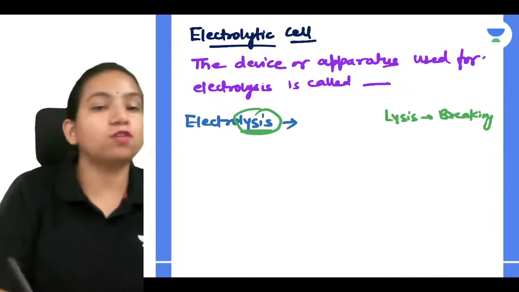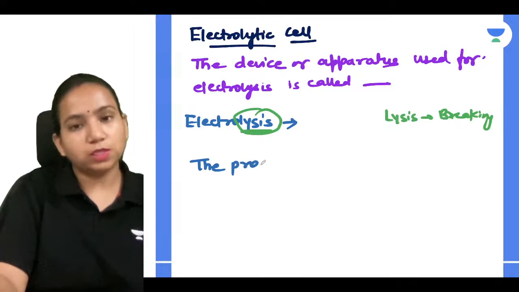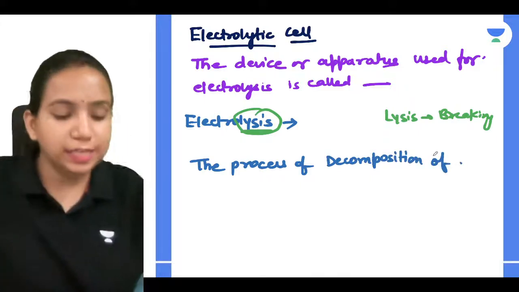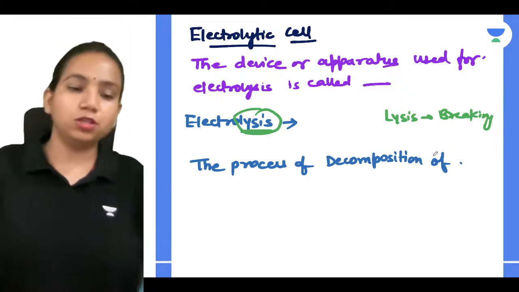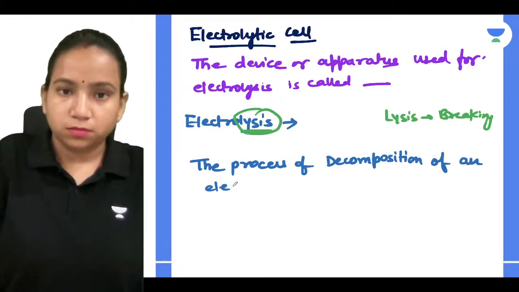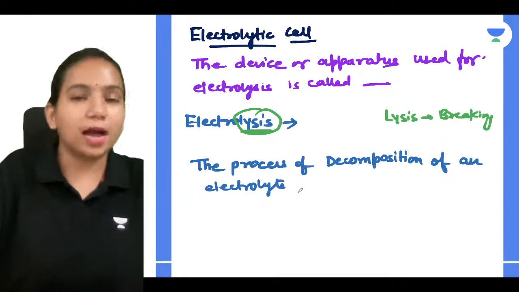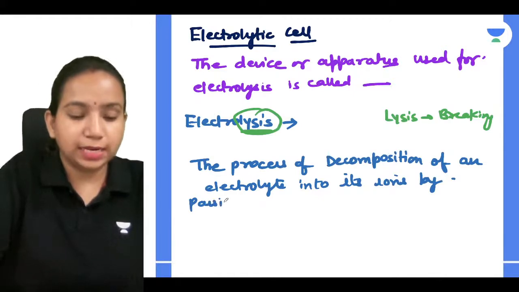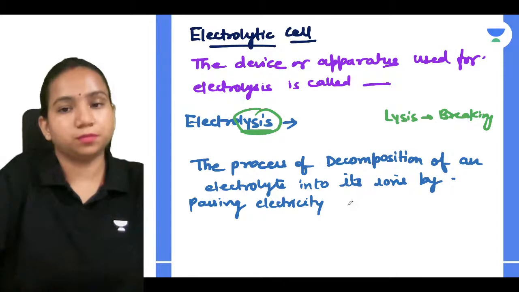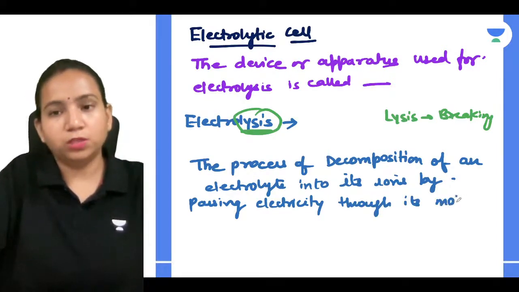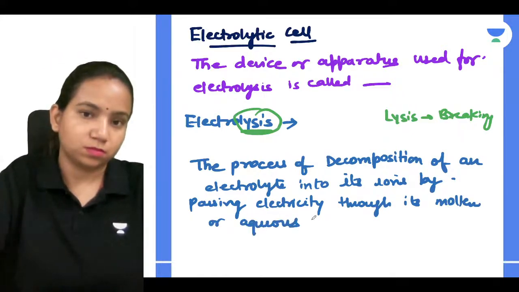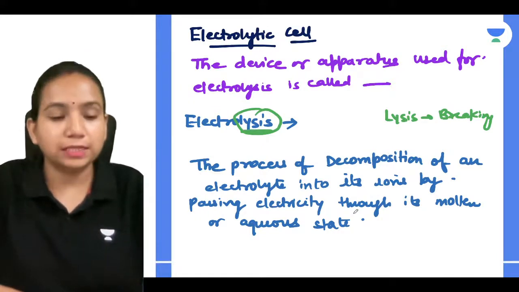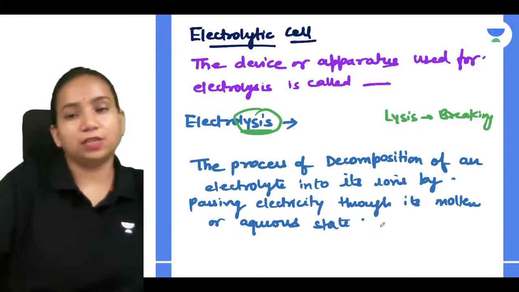So what is electrolysis? We can write: the process of decomposition of an electrolyte into its ions by passing electricity through its molten or aqueous state is known as electrolysis.